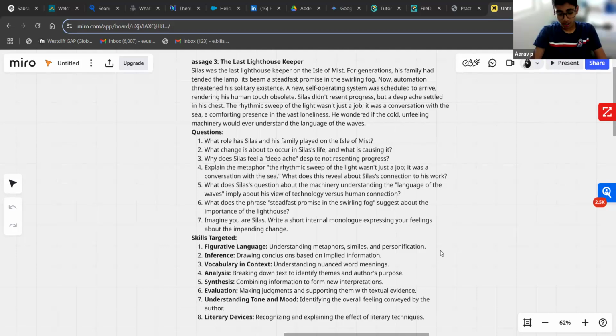I wrote, I can't get replaced by a machine. Machines don't have feelings or connections to the sea like me. I feel like I'm vanishing from existence.